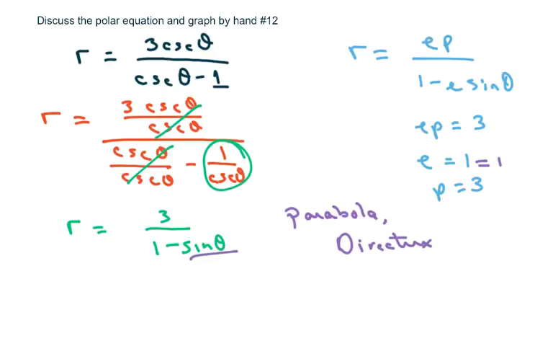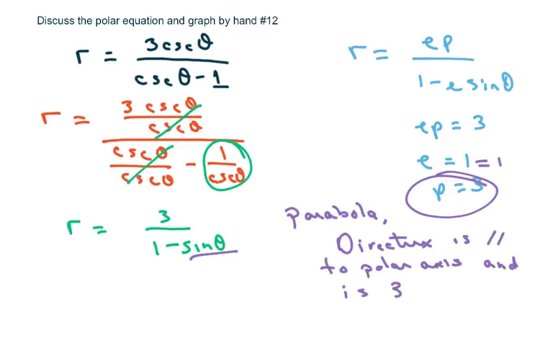since this is sine, it's parallel to the polar axis, and this is your units, 3 units. Since it's sine, that's like your y, it's up or down, so it's going to be below the pole. Alright, so basically let's graph this. And we get the directrix is 3 units below.